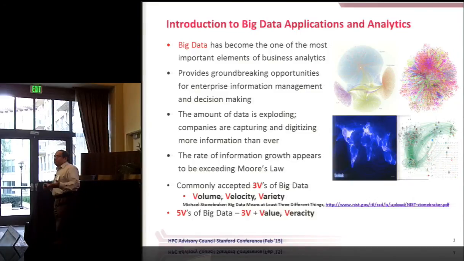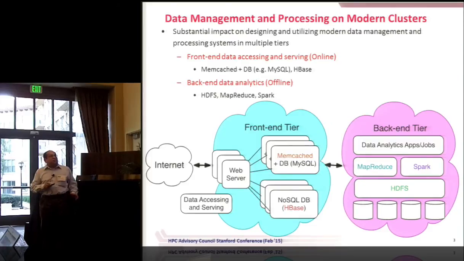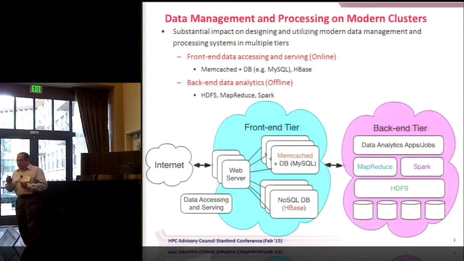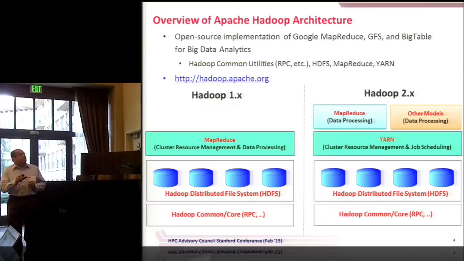Now, as many of us know, big data has been exploding. We have all these different characteristics of big data, and people have been exploring all these different directions. But if you take a look at the typical multi-tier data center architectures and where these components are being used, broadly you can divide them into two categories. In the front end, you will see components like Memcached, MySQL and HBase being used. And on the back end, data analytics might be HDFS, MapReduce, Spark. So these are the two broad categories of middleware being used.